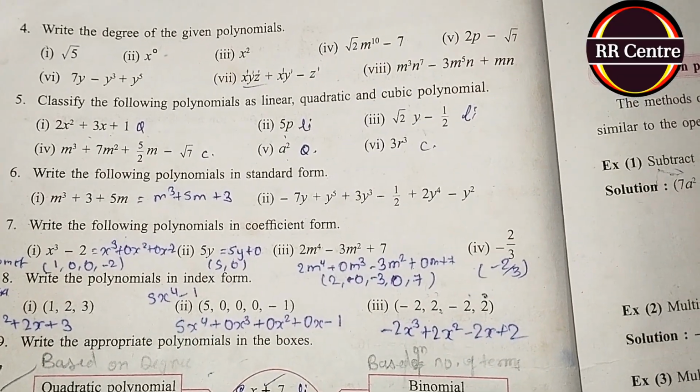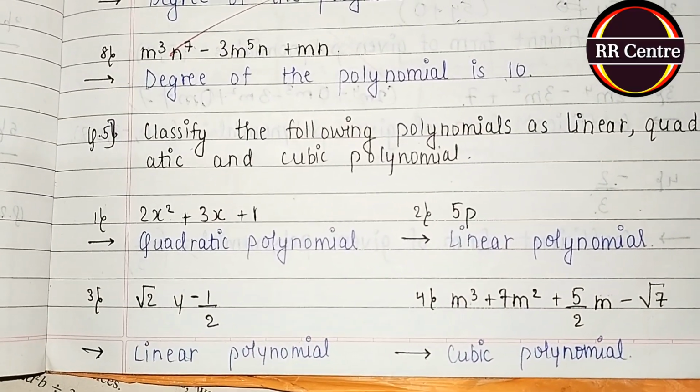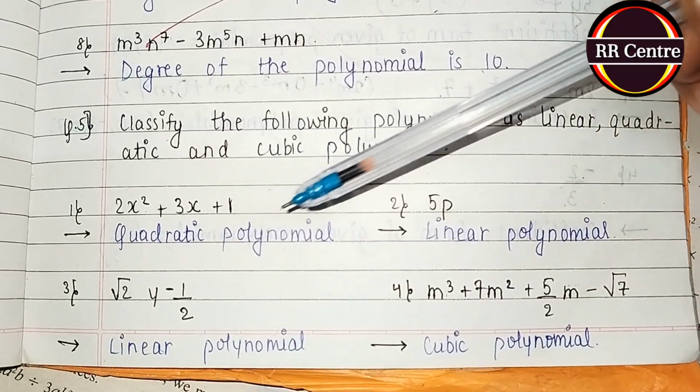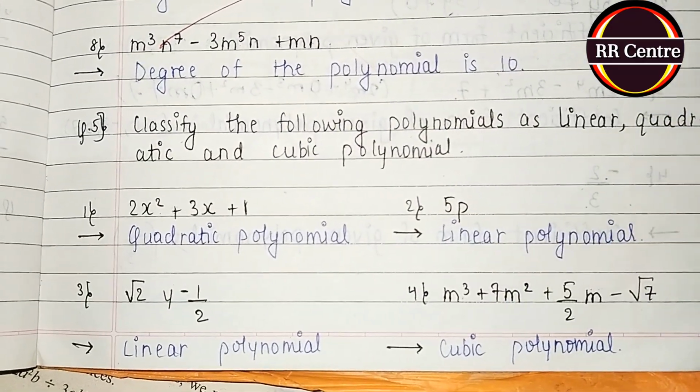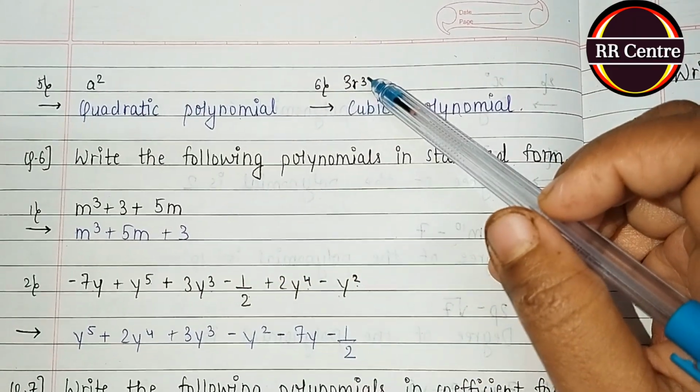So how to write, let's see. So just a very easy method. Now write quadratic polynomial, linear polynomial, then linear polynomial and cubic polynomial. Quadratic polynomial and this one is cubic polynomial.